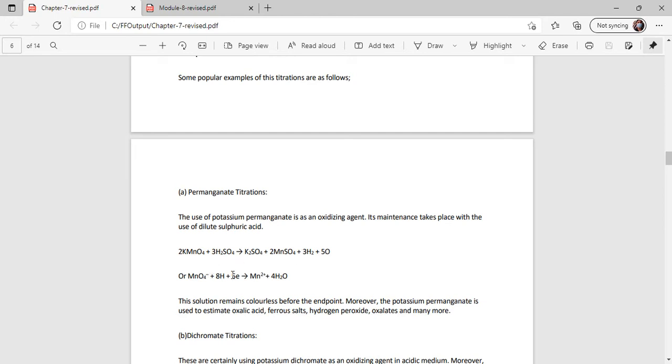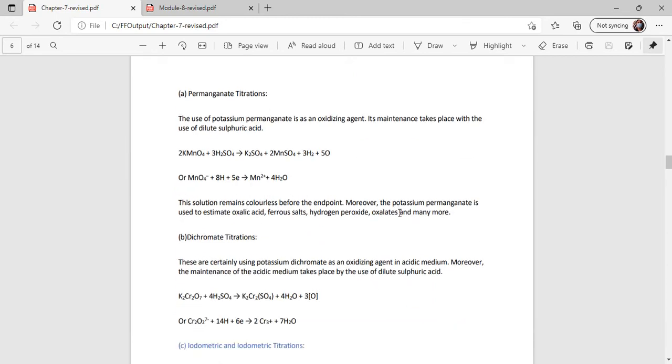Or if you write it another way, this is another way of writing it: MnO4 minus plus 8H plus plus 5e minus produce Mn2 plus and 4H2O. This solution remains colorless at the end point. Moreover, the potassium permanganate is used to estimate oxalic acid, ferrous salt, hydrogen peroxide, and oxalates, and many others.